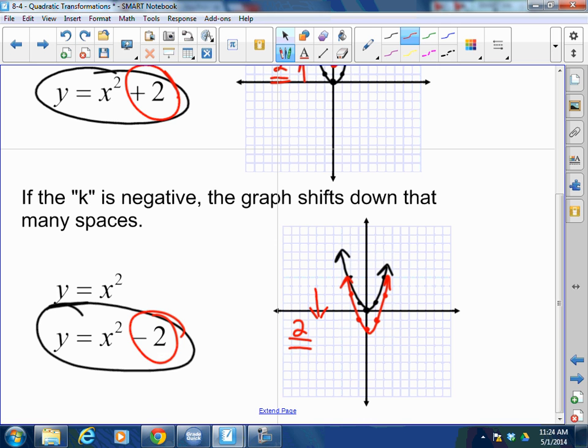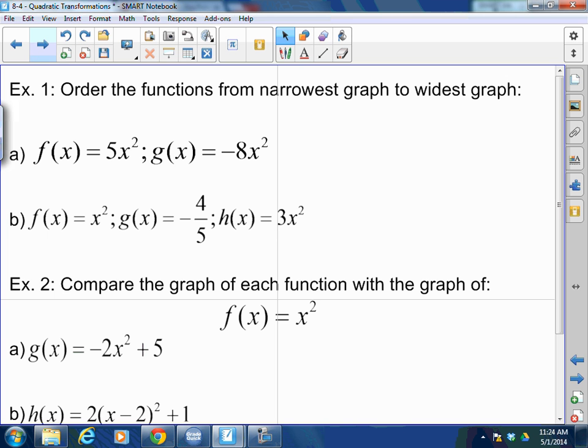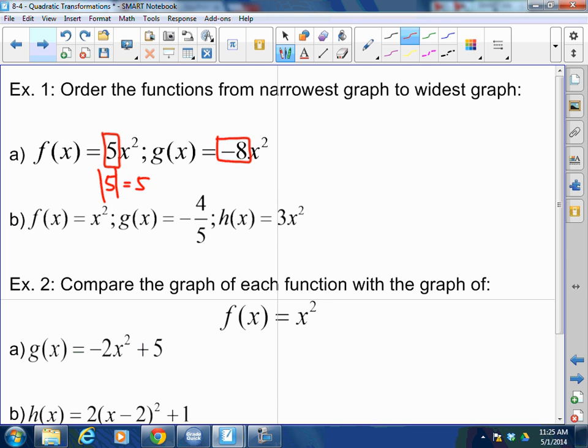Okay, now, how are we going to put this all together in a very easy fashion? Order the functions from narrowest to widest. Which one here is more narrow and which one here is wider? What's the a here? What's the absolute value of 5? What's the absolute value of negative 8? Which has the larger a? So which is the narrowest? This is the more narrow, and this is wider. The larger the absolute value of the a, the narrower it gets.